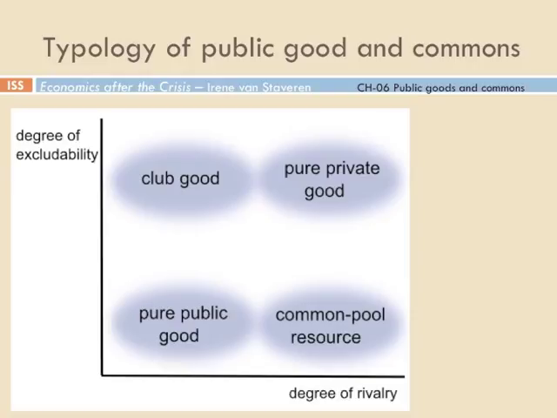The pure public good does not have much rivalry or excludability, whereas a pure private good does. In between are club goods, where you can exclude non-members, or common pool resources where there is low excludability. It's very difficult to exclude people from using these resources, and there's high rivalry.